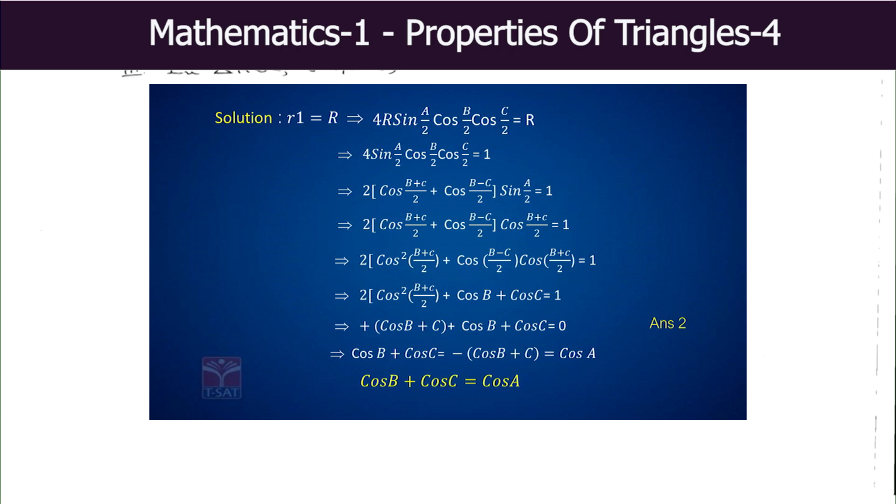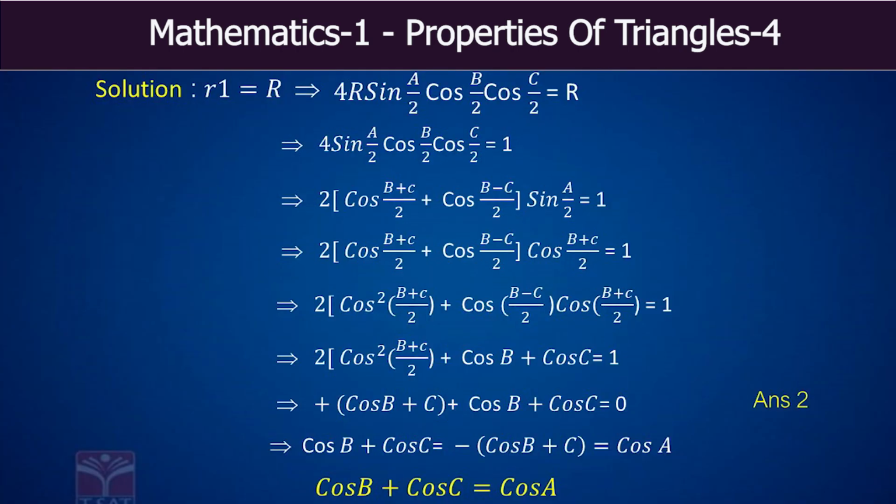So this indicates that 2 cos square (B plus C) by 2 plus cos B plus cos C is equal to 1. So this shows that cos (B plus C) plus cos B plus cos C is equal to 0, or cos B plus cos C is equal to minus cos (B plus C), which is equal to cos A. So what you will get from this is cos B plus cos C is equal to cos A. So the correct option is option number 2, cos B plus cos C is equal to cos A.